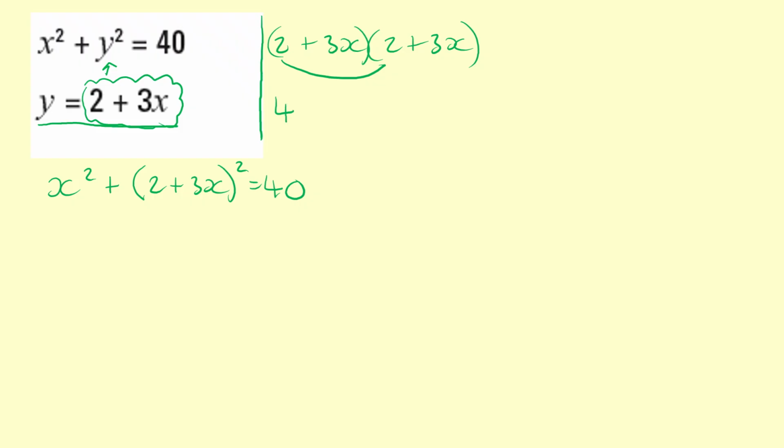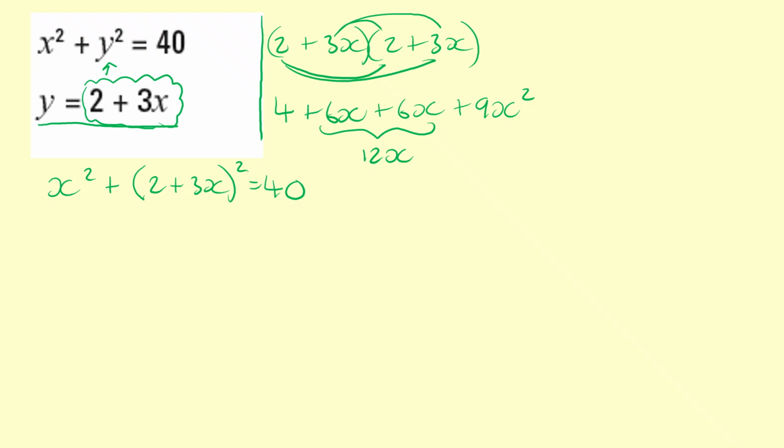2 times 3x is 6x. 3x times 2, that's another 6x. 3x times 3x is 9x squared. Now I'm going to put that in order, and now I'm going to add those two terms together to get 12x. So I end up with, drop down the x squared, I have 9x squared, I have 12x, and that is going to be add 4 equals 40.